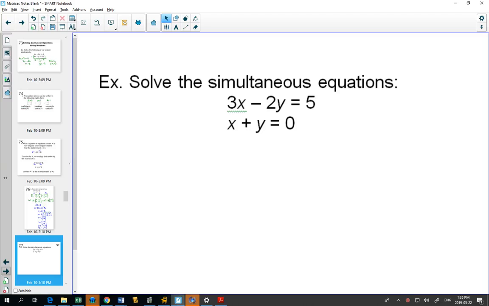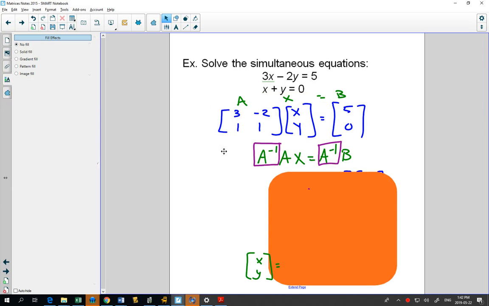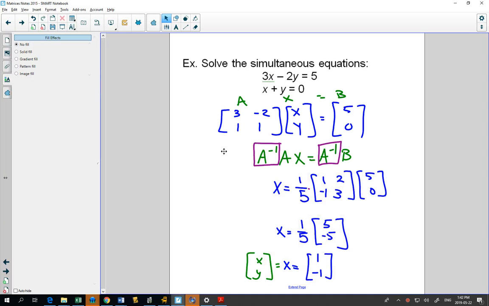So here's one for you to try with matrices. Even though I can, in my head, use elimination and figure out what x is immediately, sorry, you have to solve it with matrices. All right, ready to check the first one? Set up your matrix equations with the coefficients. Multiply by that inverse in front. Did you get 1, negative 1? Excellent.